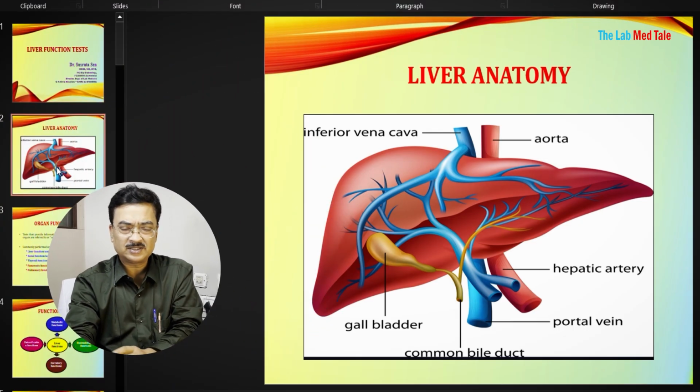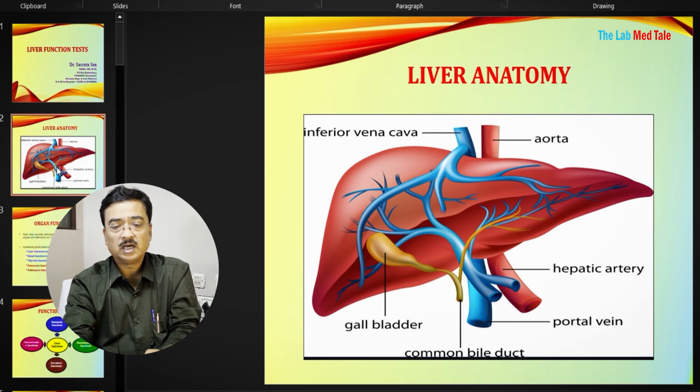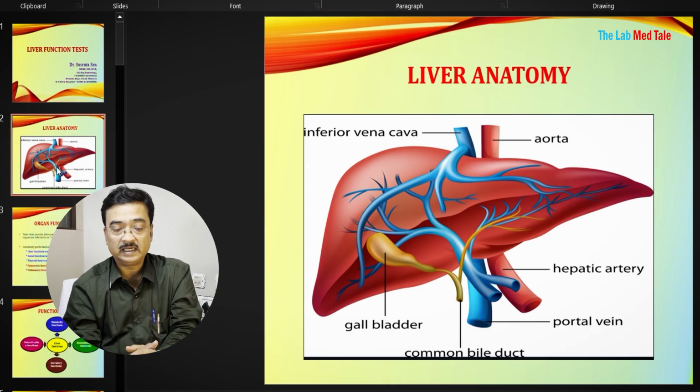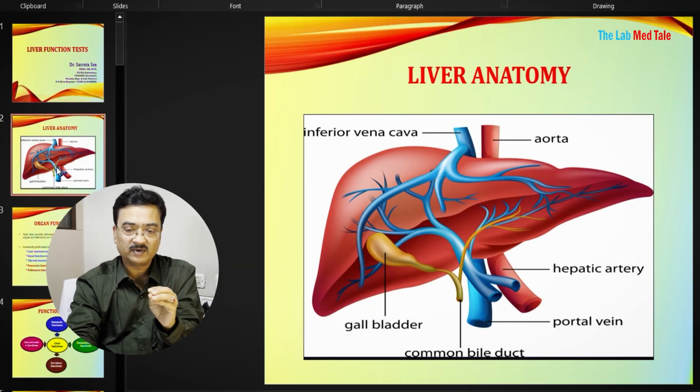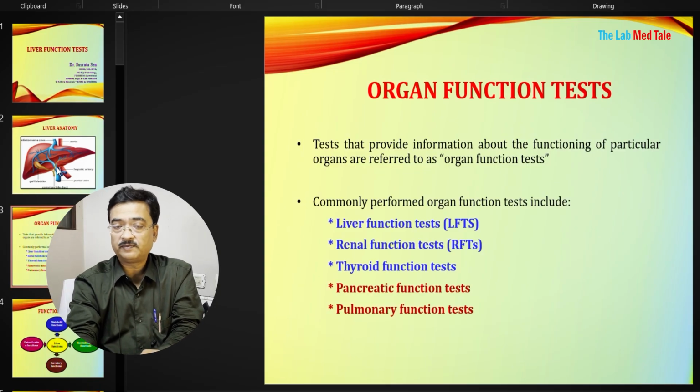To start with the liver function test, I would like to show this. This is the liver anatomy, as all of you know. This is how the liver looks, and this is the inferior vena cava, how the gallbladder is placed, and how the common bile duct is formed by the joining of the bile ducts, and therefore how the liver actually works. Before knowing the liver function test, it is better to have a quick look at the anatomy. So now we go to the concept of organ function tests.